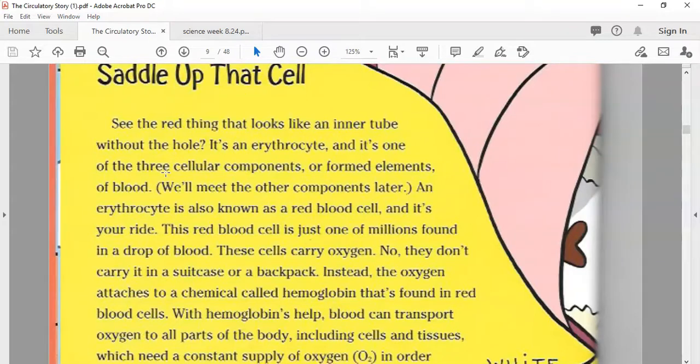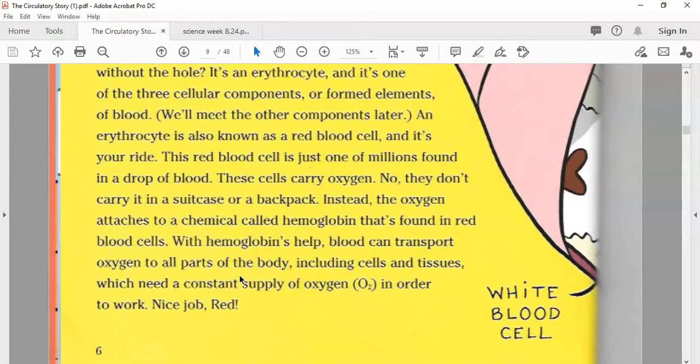See the red thing that looks like an inner tube without the hole? It's an erythrocyte, and it's one of the 3 cellular components or formed elements of blood. We'll meet the other components later. An erythrocyte is also known as a red blood cell, and you're right. This red blood cell is just one of millions found in a drop of blood. These carry oxygen. No, they don't carry it in a suitcase or a backpack. Instead, the oxygen attaches to a chemical called hemoglobin that's found in red blood cells. With hemoglobin's help, blood can transport oxygen to all parts of the body, including cells and tissues, which need a constant supply of oxygen, O2, in order to work.